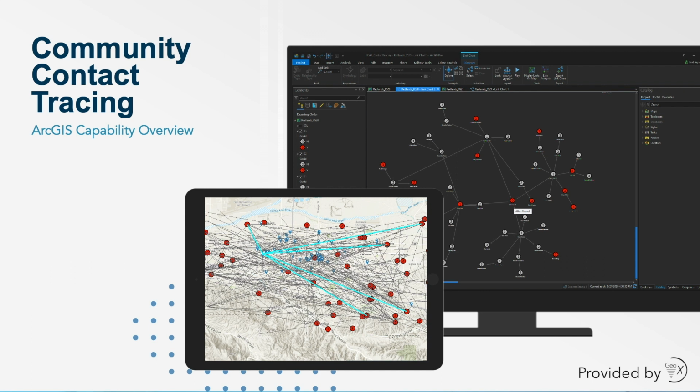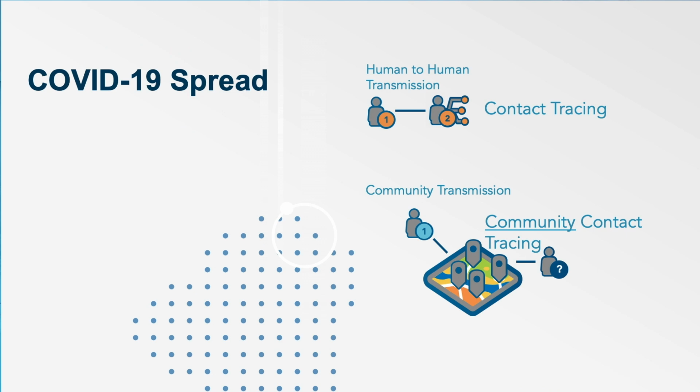Today, we'd like to share with you an important analytical capability called community contact tracing that can help public health and other organizations fight the ongoing COVID-19 pandemic. During the initial coronavirus outbreak, the disease was spread through a human-to-human transmission model. The well-accepted health procedure to contain the spread during this phase is contact tracing. Health officials identify who contacted who, and then they work to quarantine those who may have been exposed.